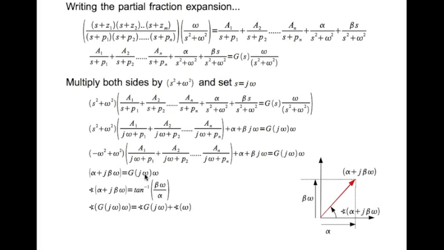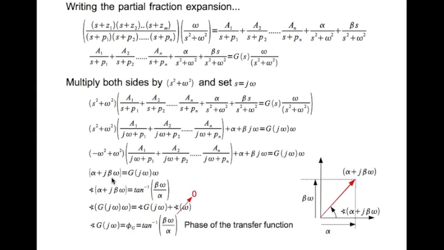On the right hand side, if you take the angle of G evaluated at j omega times omega, that can be written as angle of G evaluated at j omega plus angle of omega. Omega is a real number, therefore that angle evaluates to 0. So I can write angle of G evaluated at j omega is phi_G, which is equal to tan inverse of beta omega divided by alpha. This is the phase of the transfer function.